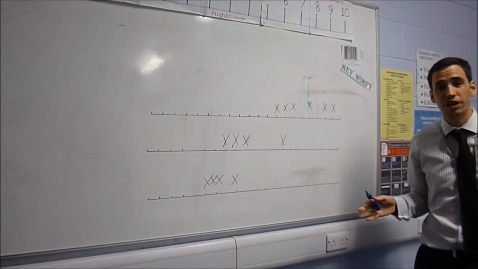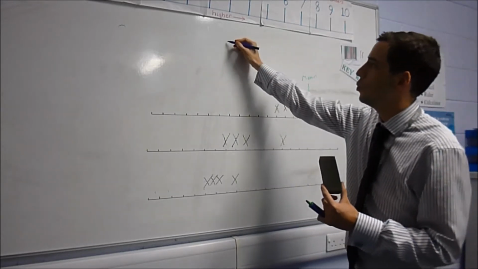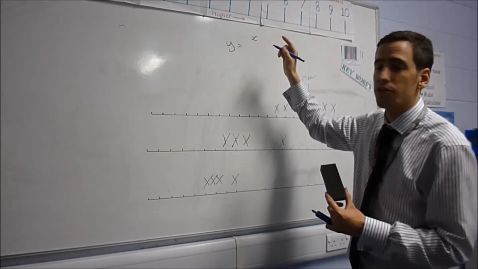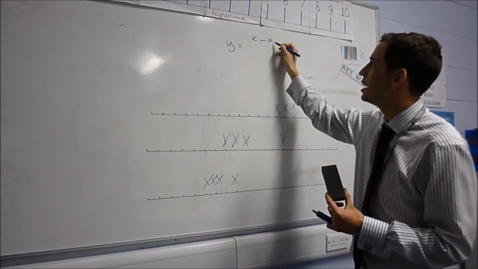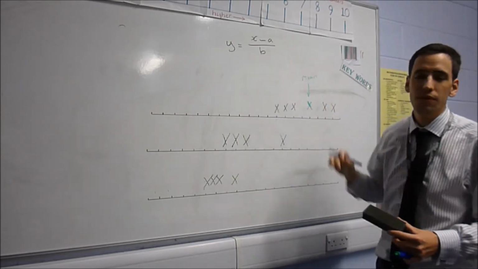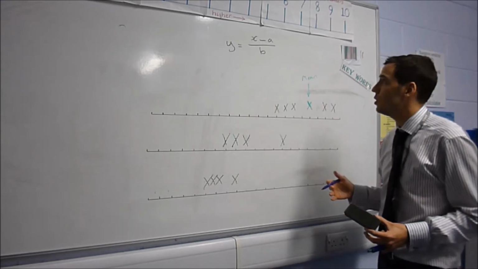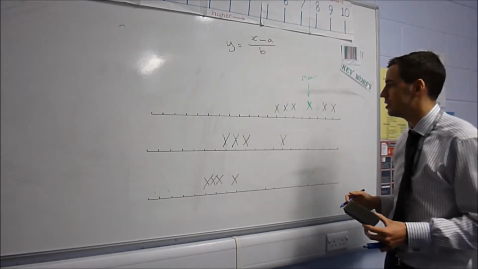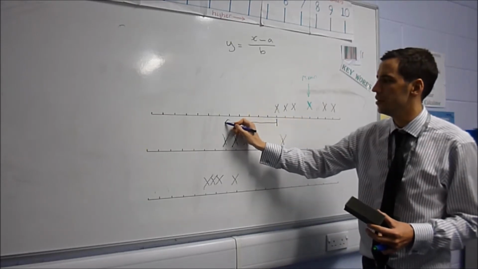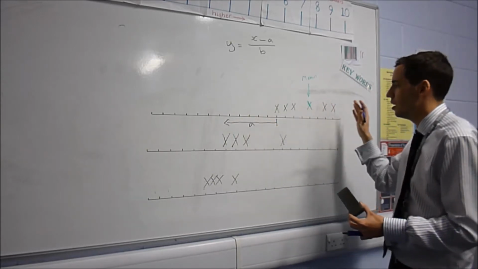Okay. Now, generally, when we're coding, we're working off a system where we say y, our coded data, equals x, our original data value, minus a, all divided by some value b. So this is generally the formula we use for coding data. Now, if we take this bit by bit, when we take away a from our data set, that has the effect of moving everything down by a value of a.